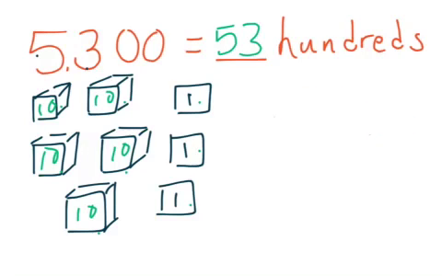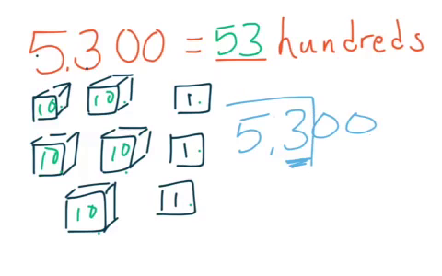In the real simple version, we have 5,300. And I want to know how many hundreds. So I'm going to underline my hundreds place, and then I'm going to put a box around everything to the left of it, and that is how many hundreds I have. Let's look at another one.